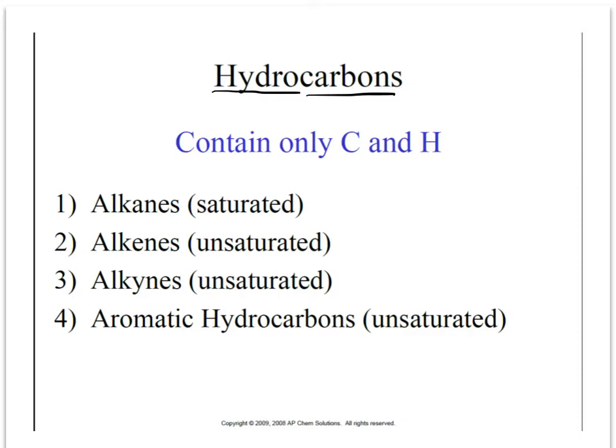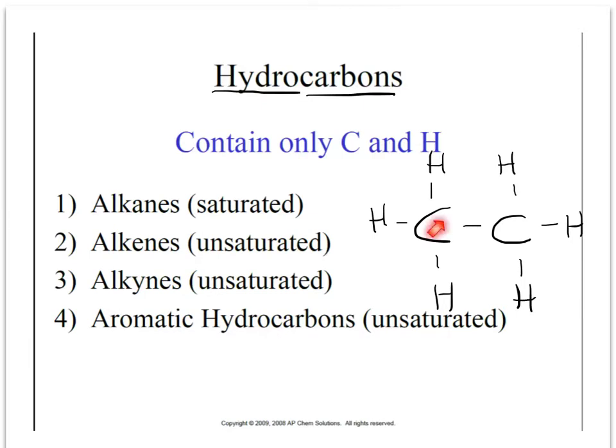So, for example, a saturated hydrocarbon, if it has just 2 carbons in it, would be like this, with as many H's as it possibly can hold. And so each carbon can have 4 bonds each. And so this carbon right here has 3 hydrogens and it's bonded to another carbon. And so it's holding the maximum possible number of hydrogens that it can.